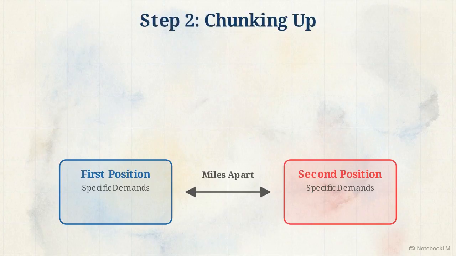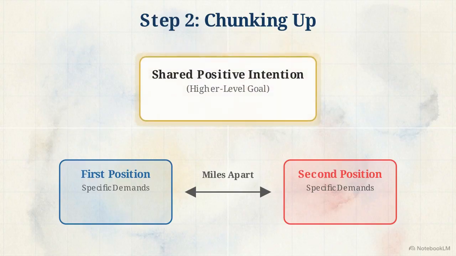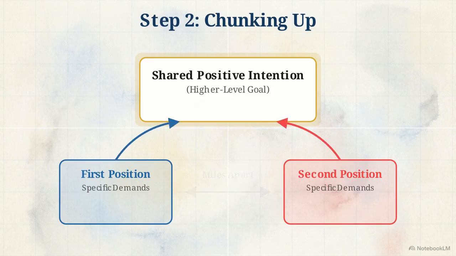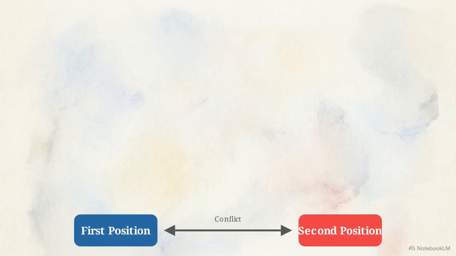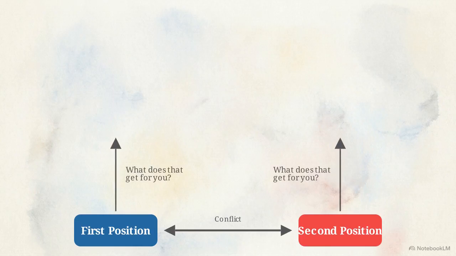Step 2 is chunking up. Instead of arguing over specific demands at the bottom of the page, we uncover the positive intention driving those demands. We do this by moving upward, shifting focus from small details to larger goals. To guide this shift, you ask one specific question. Suppose you had what you're asking for. What would that get for you? Listen to their answer and ask it again. Repeat this process until you uncover a fundamental need.